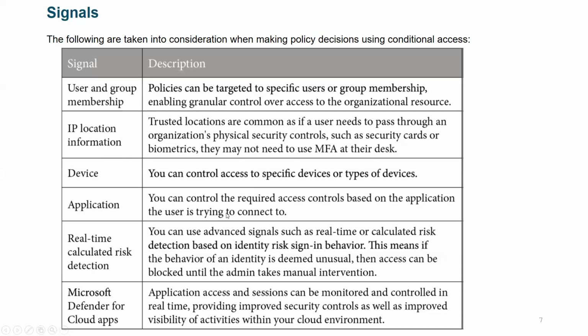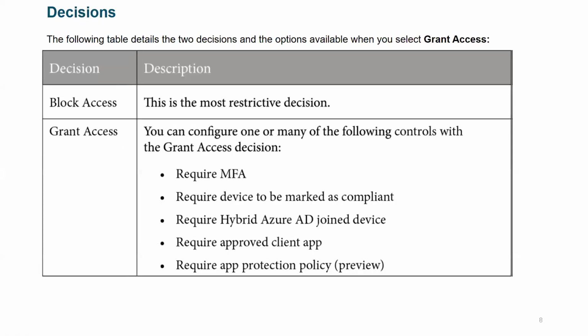And also application level, real-time calculated risk detection, and Microsoft Defender for cloud apps. They are using cloud apps. Cloud apps means Office 365. These and all are cloud apps, right? So that we can implement Defender for cloud apps. Okay, decisions here, right? So what is this? Decisions.